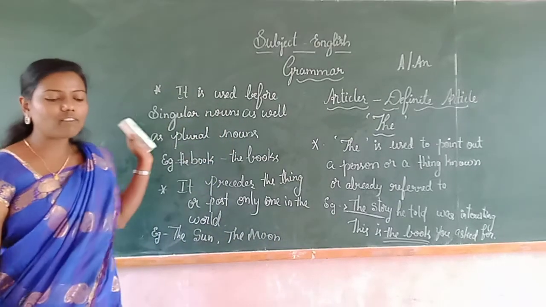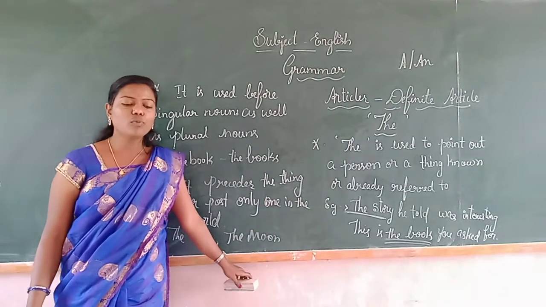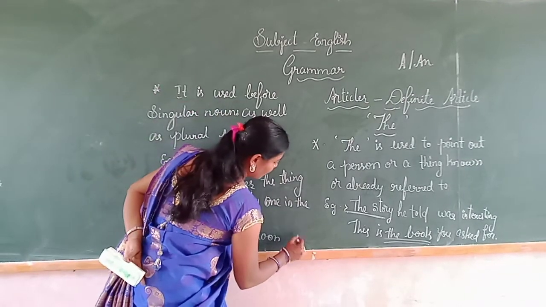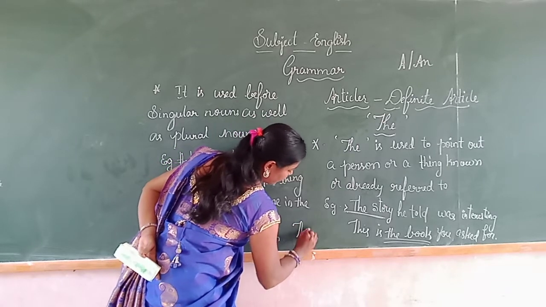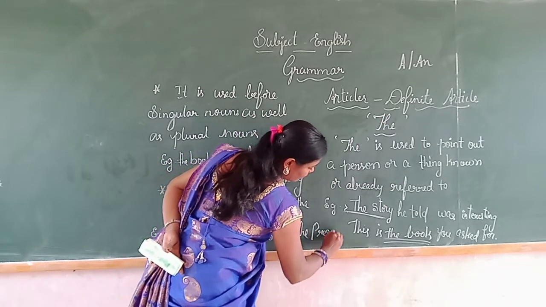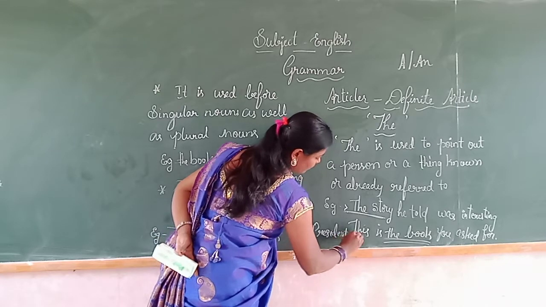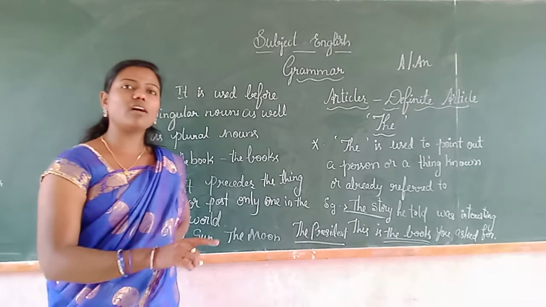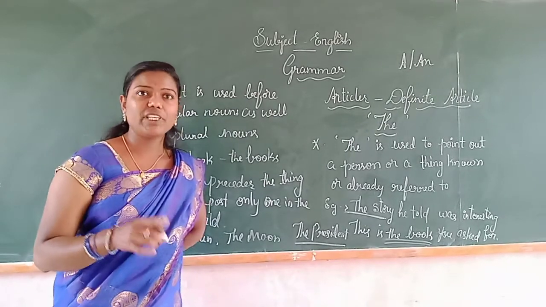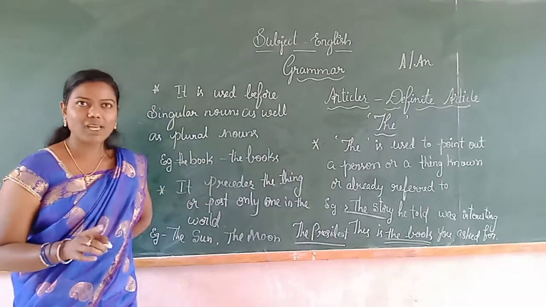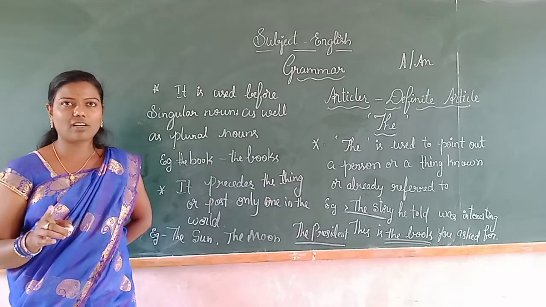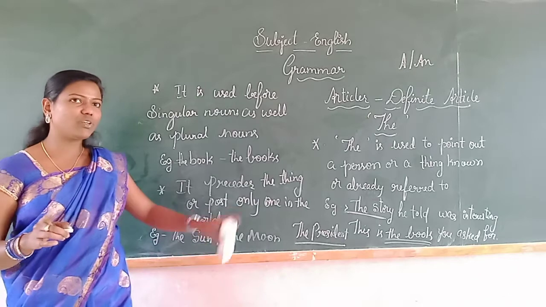There is only one moon. How many president? Only one president in our nation. So, the president. Okay. Who is the chief minister of Karnataka? The chief minister of Karnataka is B.S. Yediyurappa. Okay. So, the chief minister of Karnataka. So, here also we use the.